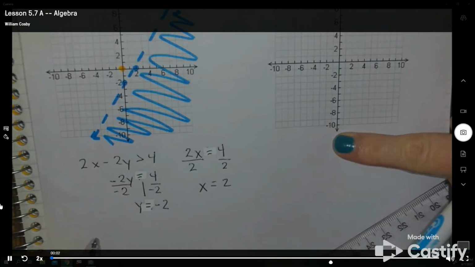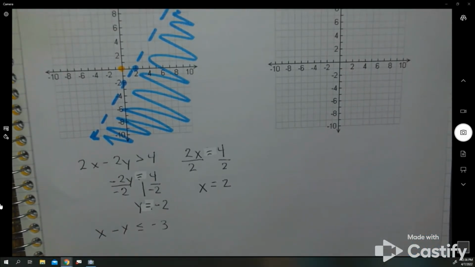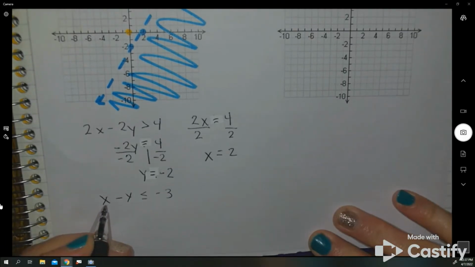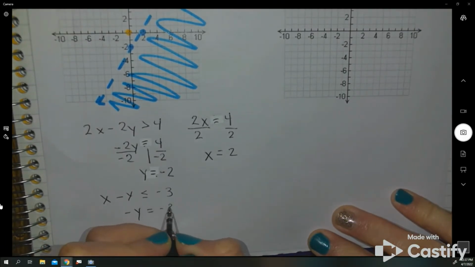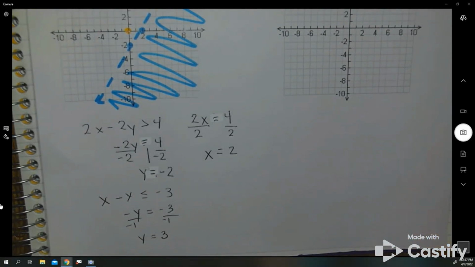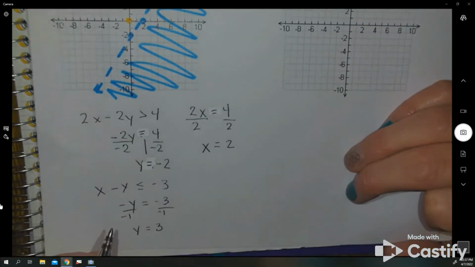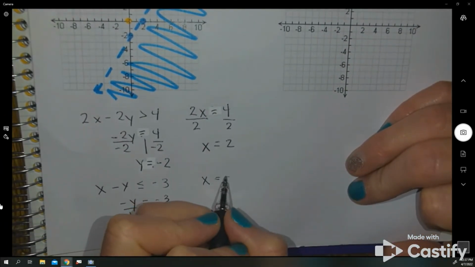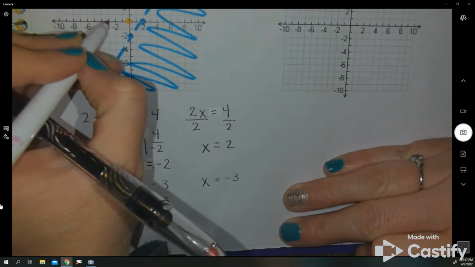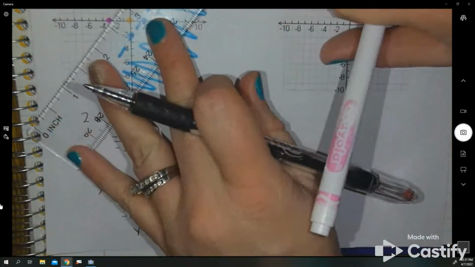All right, let's test our second inequality. We had x minus y is less than or equal to -3. So again, we're going to find our intercepts. We have points to graph. So if I plug in 0 for x, I have -y equals -3. Divide by -1, we get y equals 3. So on my y-axis, I'm going to be up here at +3. All right, same thing, but now we're going to plug in 0 for y. So I have x equals -3. All right, so my x-axis is -3. Now this is or equal to, so I'm going to have a solid line here.